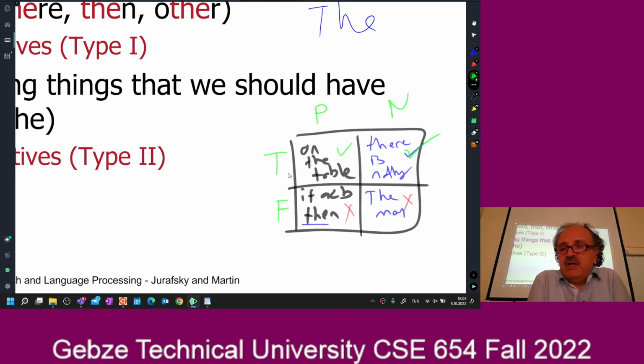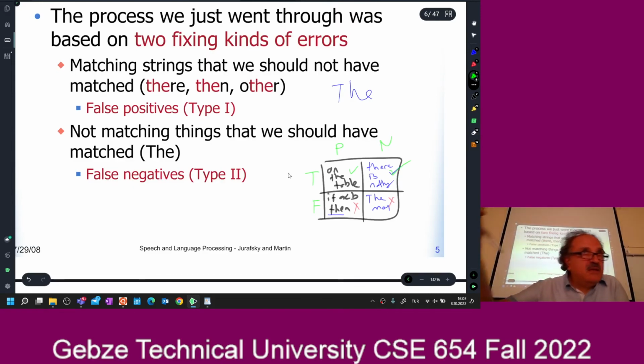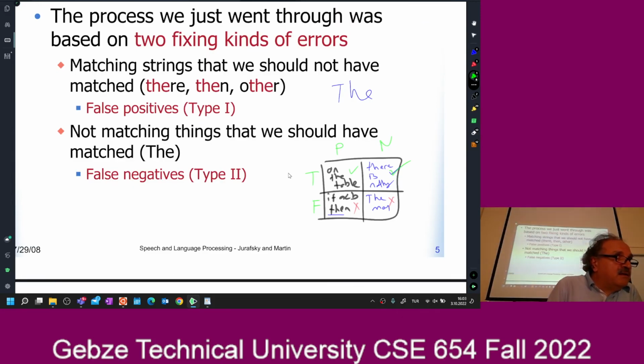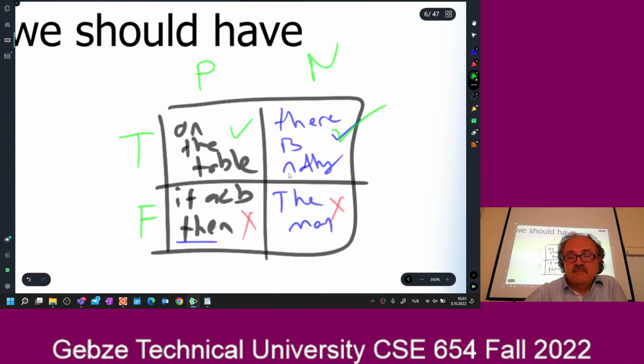False and true are for humans, for us. Positive and negative are for the computer. Okay, good. That's a good way of looking at it. Yeah. Why is there false but there is true? You put there in the table a negative, but then a false positive.